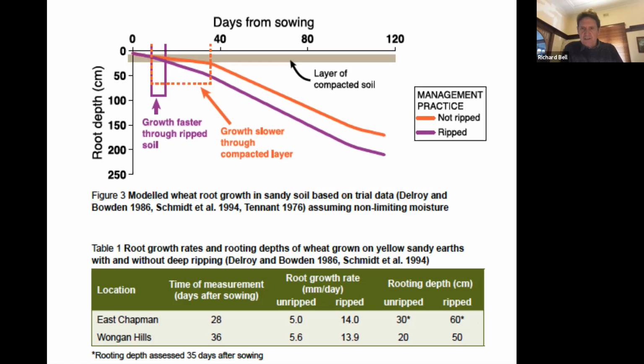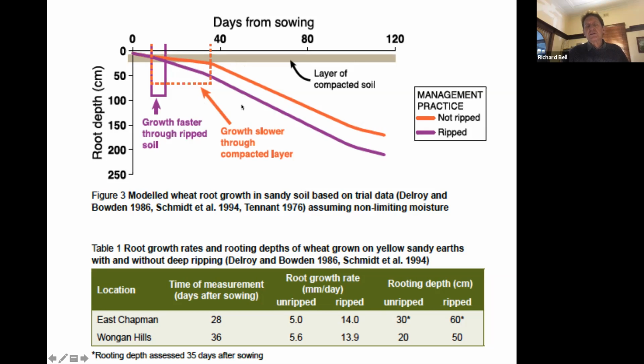In this experiment in the ripped soil, after 35 days, the roots were down to 50, 60 centimetres, where they can explore all of the water and the nutrients in that upper 50, 60 centimetres, as opposed to the unripped soil where they're still confined to the upper 20 or 30 centimetres. So they've just got basically half the water and nutrient resource available to them. And the figure above just shows the rate of penetration of the roots through the ripped versus the unripped layer.